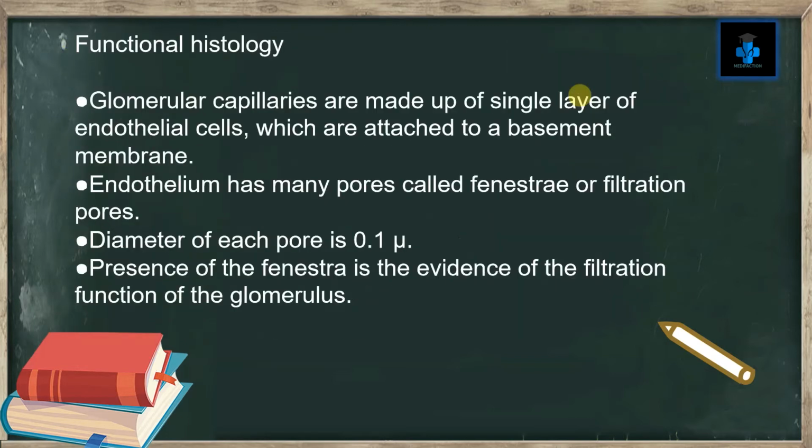Functional histology. Glomerular capillaries are made up of a single layer of endothelial cells which are attached to the basement membrane. Endothelium has many pores called fenestrae or filtration pores. The diameter of each pore is 0.1 micron. Presence of the fenestra is the evidence of the filtration function of the glomerulus.